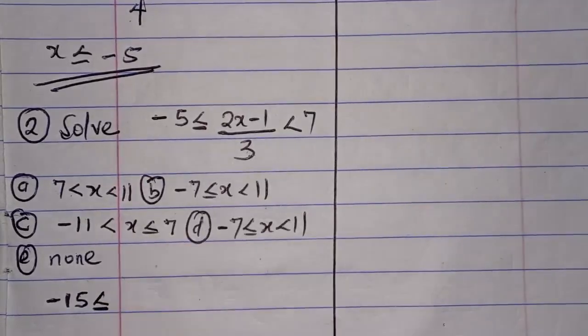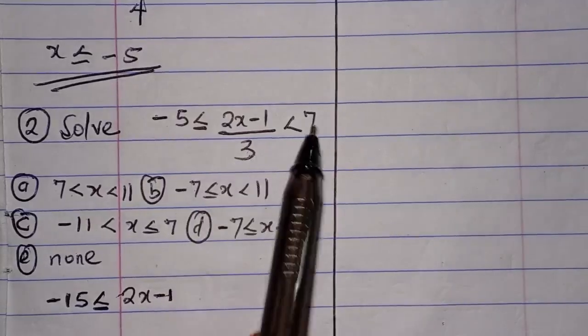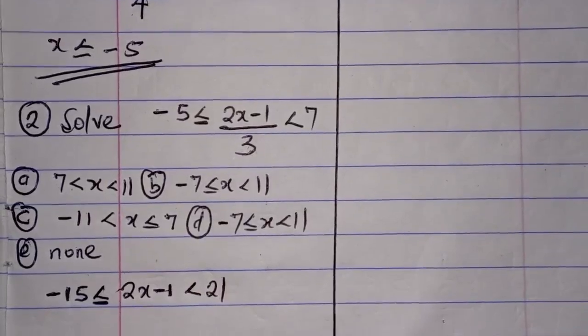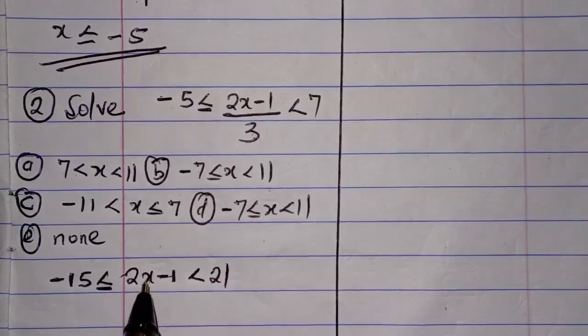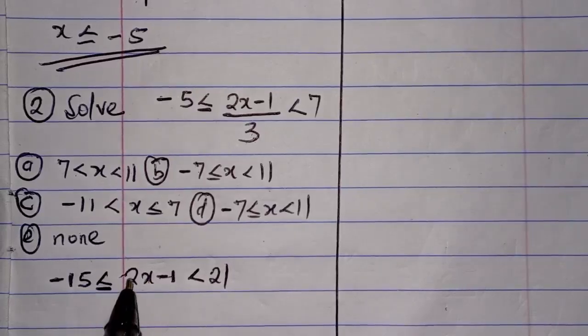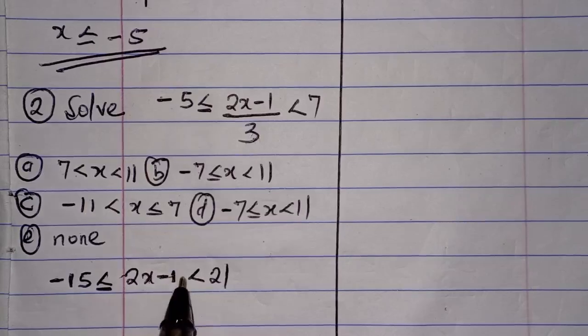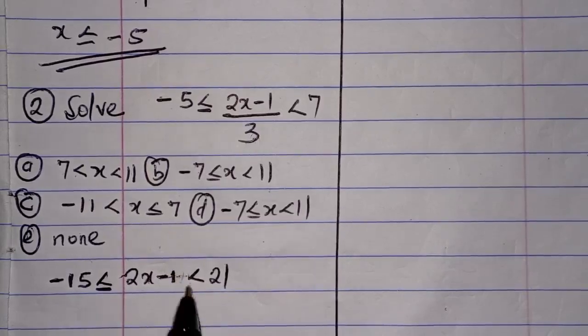So the 3 is out of here already. I'm having 2x minus 1. If I times this 3 by 7, I will get 21. Simple. So I want to make x stand alone at the middle. So I'm having 2x minus 1 here. First of all, this minus 1 will leave. It means that I will have to add 1 to it. If I say minus 1 plus 1, I will be 0. So I will add 1 to both sides of this inequality.